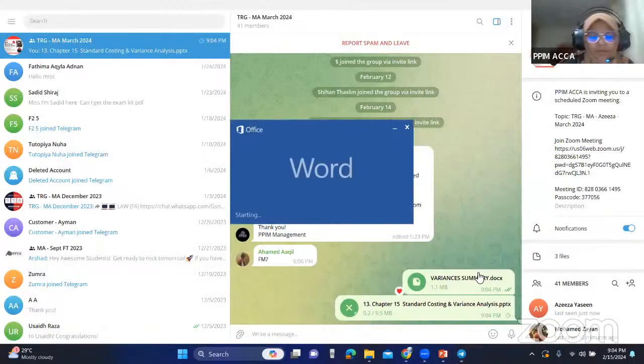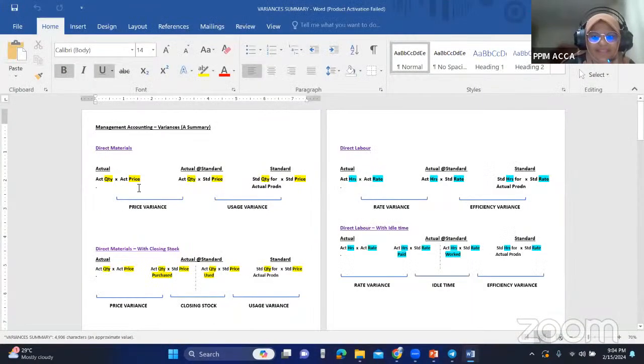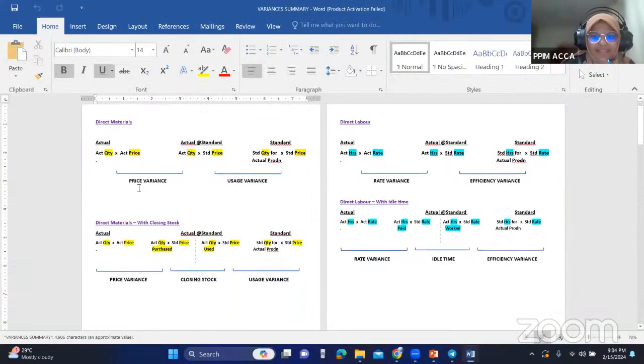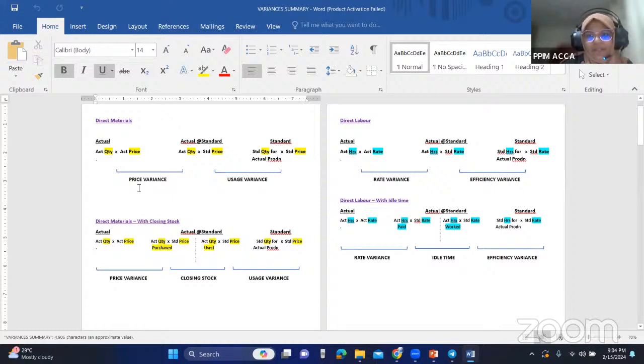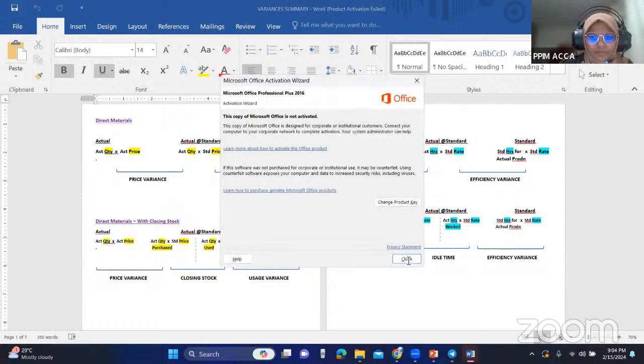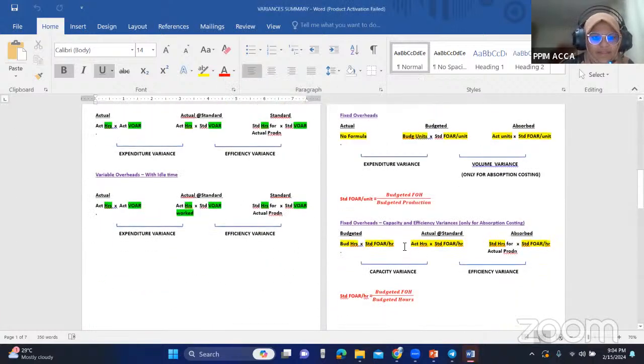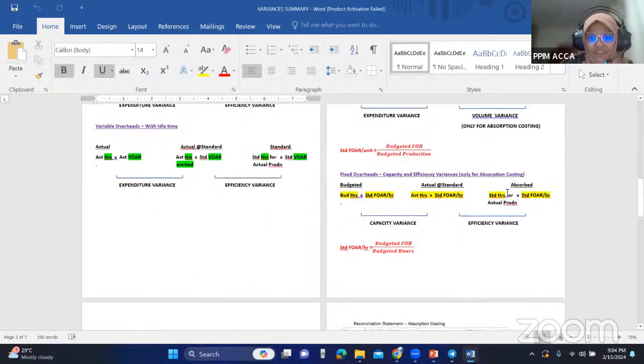So what does this document talk about? Basically, it's put in a way that will be easier for you to memorize. I have direct materials on one page, direct labor on the other, then variable overheads on another page. Then I have everything to do with fixed overheads here, including capacity and efficiency, how to get the standard FOIR per hour, and how to get the standard FOIR per unit.